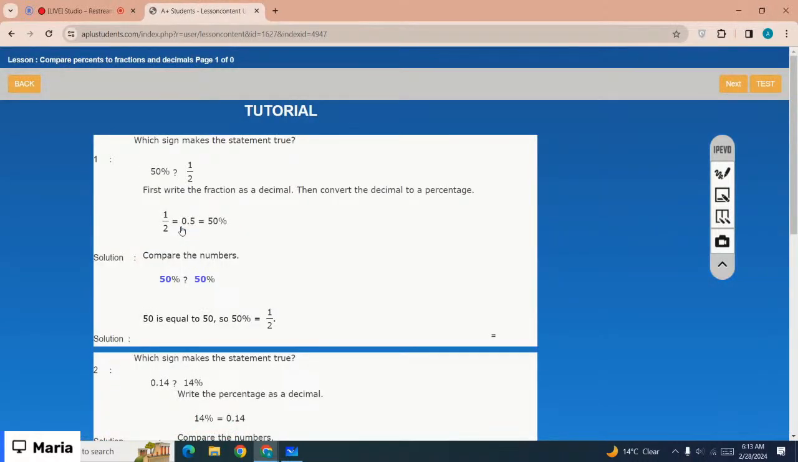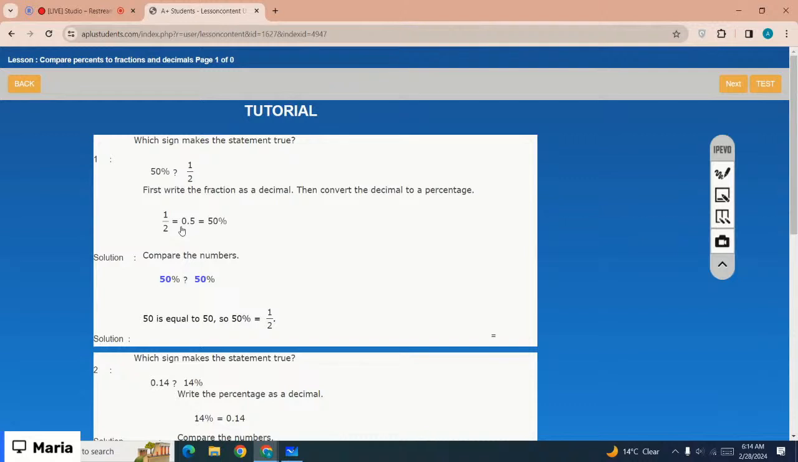Okay, the first one is which sign makes the statement true, right? Whenever you are comparing two things, they must be in the same unit or same type. For example, the first one is a percentage, the second one is a fraction. You cannot compare a fraction and a percentage directly. So you need to convert both to the same form.